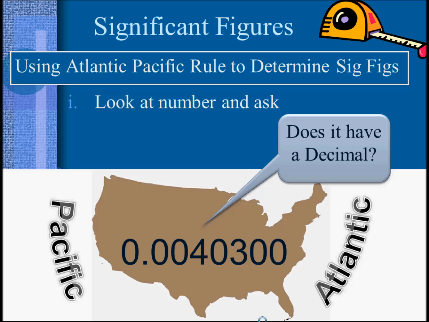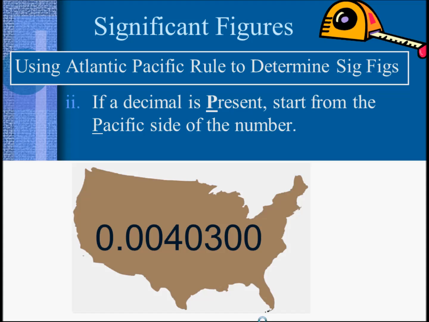So let's look at the case that yes, my measurement does have a decimal. If a decimal is present, you're going to start on the Pacific side of that number. Present, Pacific. We made it easy to memorize. So you're going to cruise across the United States, starting from the Pacific side, and you're going to cruise through zeros until you hit a non-zero digit. A non-zero digit, in this case the 4, is going to stop me. I can't cruise any farther than that.